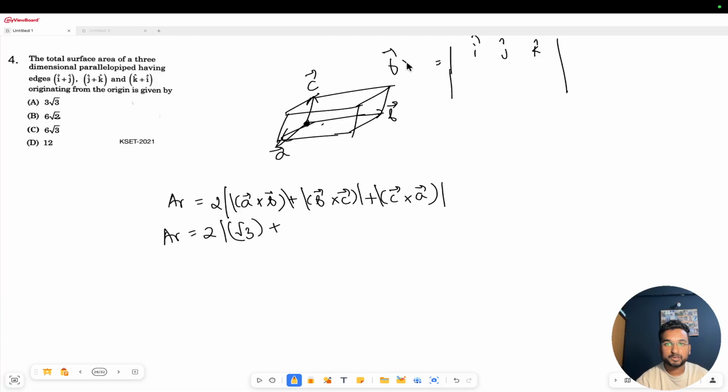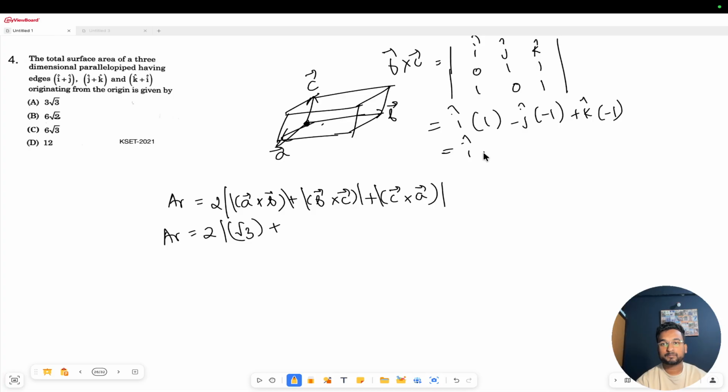So B cross C, what is B here? J plus K, so 0 1 1, K plus I, so it will be 1 0 1. What you will get here? I cap is 1 minus J cap into 0 minus 1 plus K cap into 0 minus 1. So this will be I cap plus j cap minus k cap. So again the magnitude will be equal to root 3. So the next term also has magnitude root 3, plus c cross a.